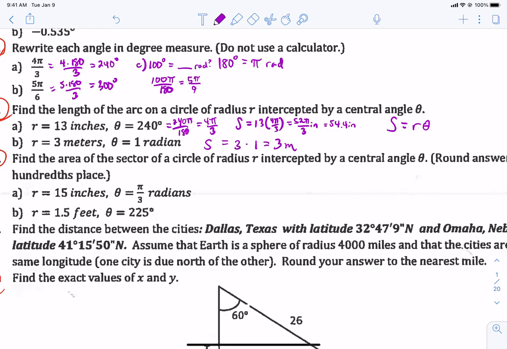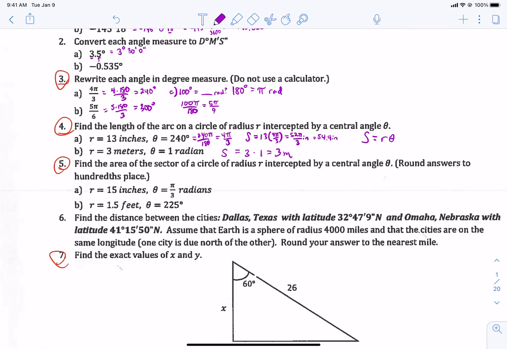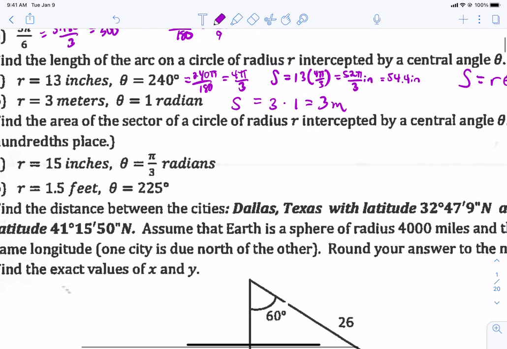Okay. Let's take a look at the area of a sector. It says here for number 5, find the area of a sector of a circle with a radius r and intercepted by a central angle theta, round to the nearest hundredth. So they do want us to enter this into a calculator. The formula you would want here is area equals 1/2 r squared theta, where r is our radius and theta is our angle measure, and it must be in radians.